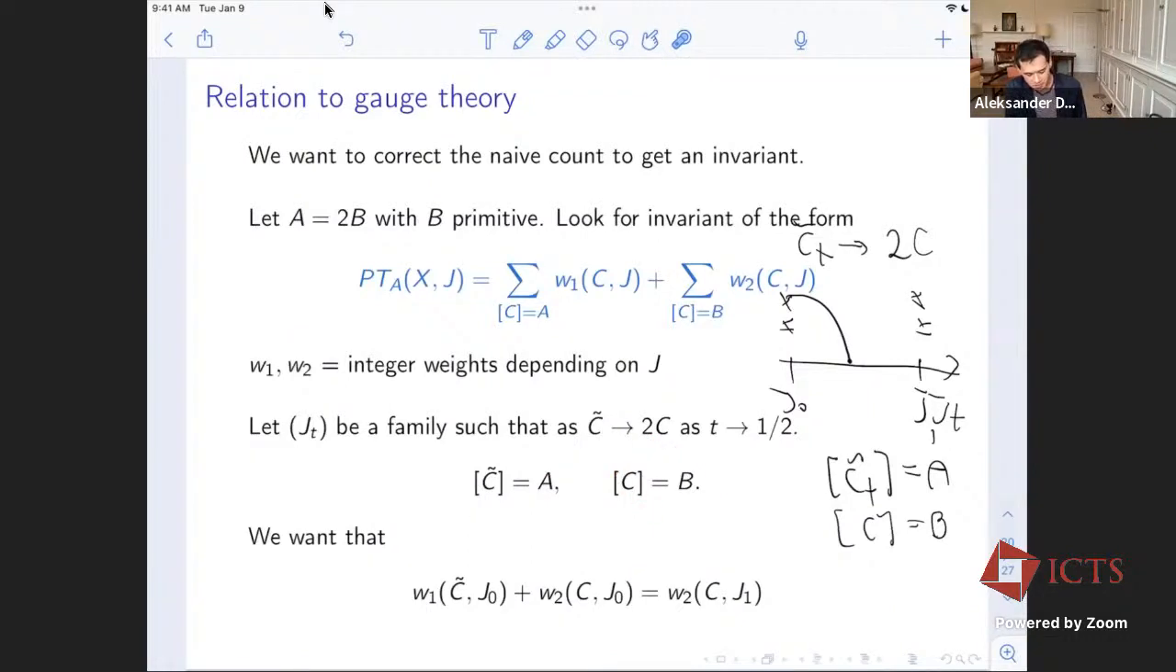So if we look at the count here and want it to be the same, what did we lose from our count? Well, we counted this guy with weight W1 of C twiddle, J0, but this guy disappeared. So before we had it and after we don't have it. So that has to be compensated in the weight we attach to the curve of homology class B. So somehow this weight should depend on J, and it should be so that the difference before and after compensates for this number. So we have the task of finding weights that behave exactly in this way.